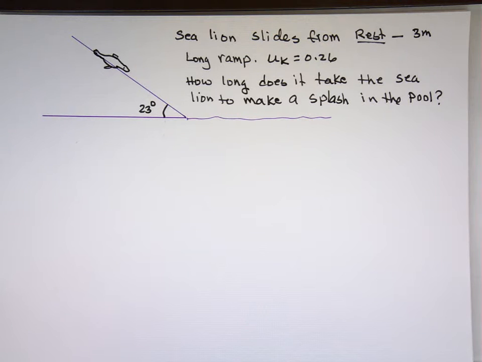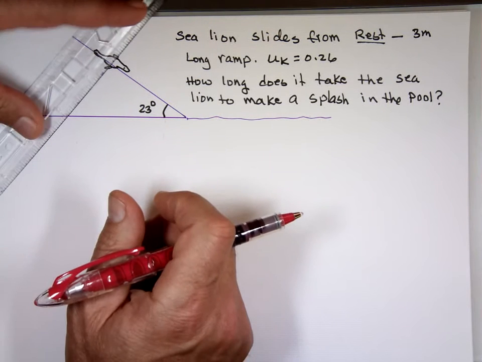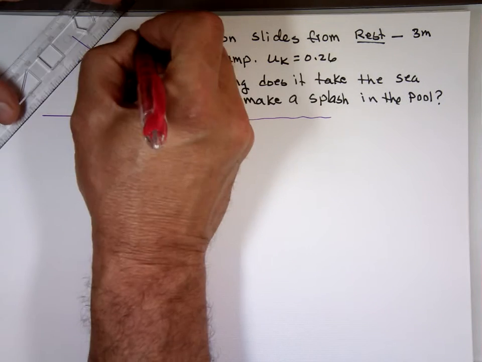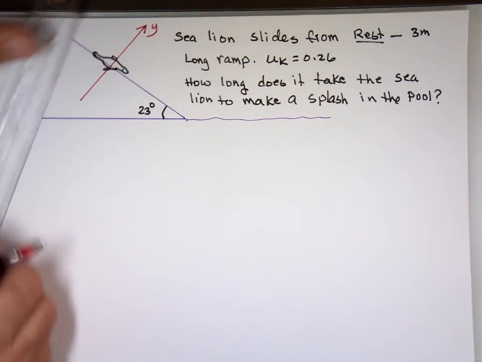Now, what I'm going to do here, I'm going to make my axes this way. This is my y-axis, and this is my x-axis.